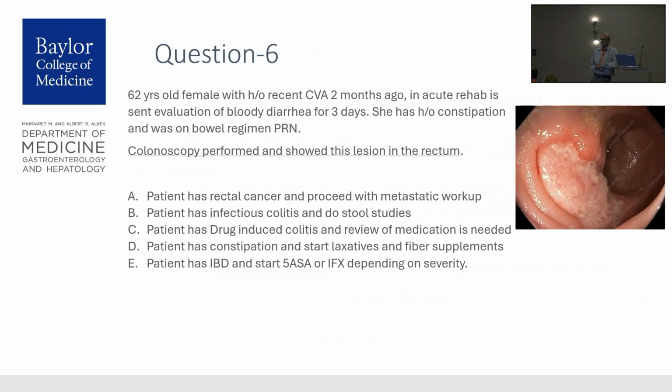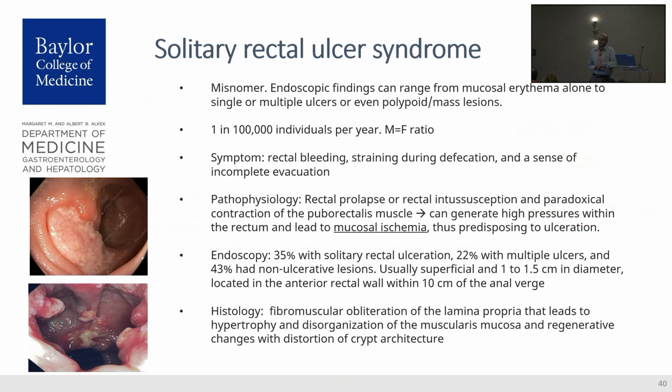Okay, next question. There is a 62-year-old female who had a stroke recently, and she is in the nursing home or rehab. She was sent from the rehab to the hospital for bloody diarrhea for 3 days, and a colonoscopy was performed. There is a large ulcer in the rectum. What is it? Correct. This is called solitary rectal ulcer syndrome.